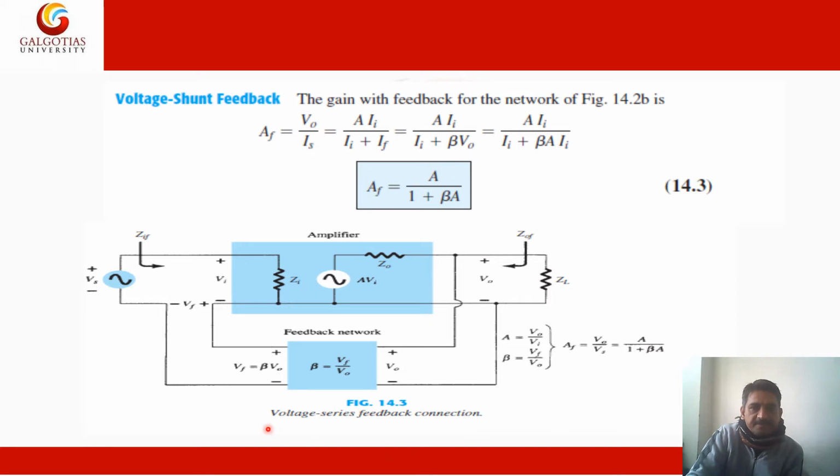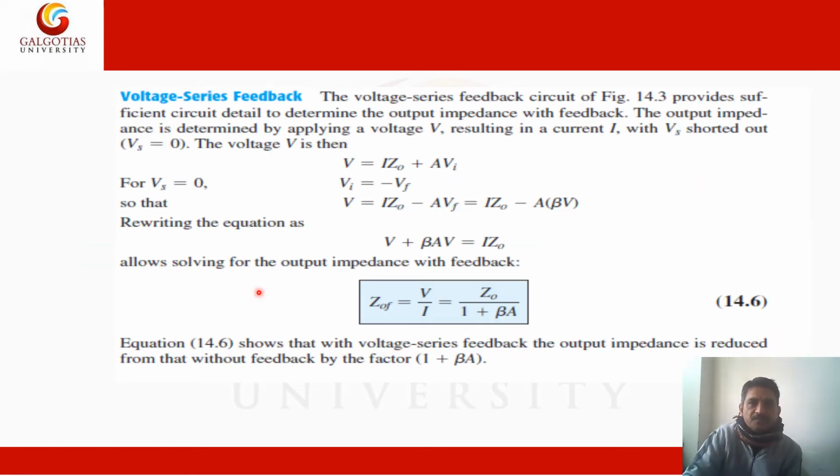Now here voltage series feedback is shown. This is the forward network, this is the amplifier, and this is the output part, connected to the input. So you can see A is V naught upon Vi, beta is Vf upon V naught, and Af is V naught upon Vs, which is A upon 1 plus A beta, that we have seen already. The voltage series feedback circuit provides sufficient detail to determine the output impedance with feedback.